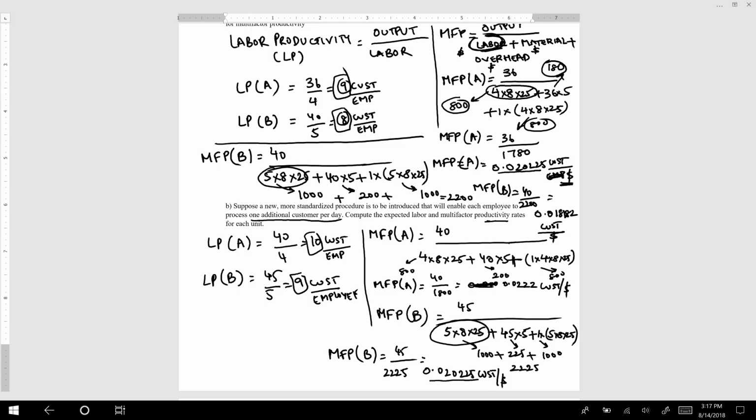So if you see again in multi-factor productivity for unit A, it used to be 0.020225, now it is 0.0222, so it increased. For B also, it used to be 0.018182, now it is 0.020225, so the productivity increased with the new policy.